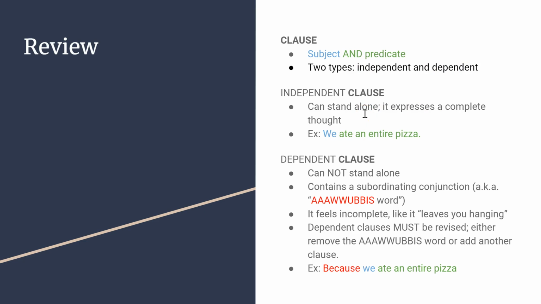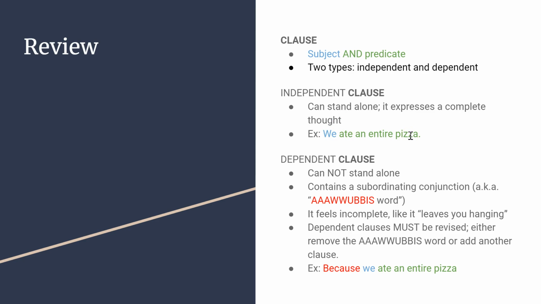A dependent clause cannot stand alone, but an independent clause can. An independent clause expresses a complete thought. It's a complete sentence. For example, we ate an entire pizza. That's fine. It's complete and independent because it has a subject, we, and a predicate, ate an entire pizza.